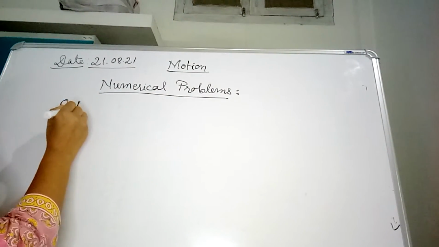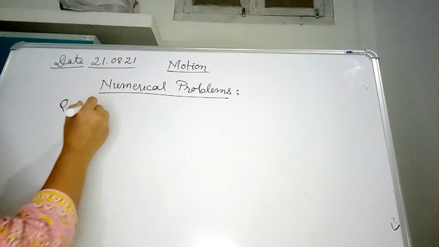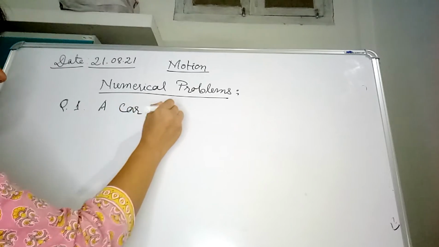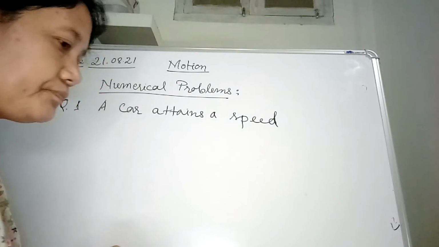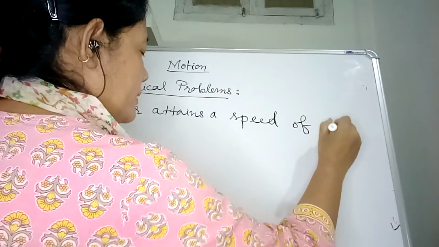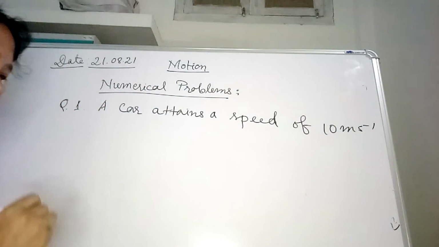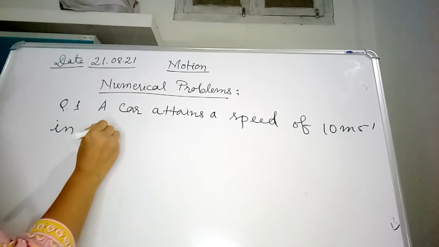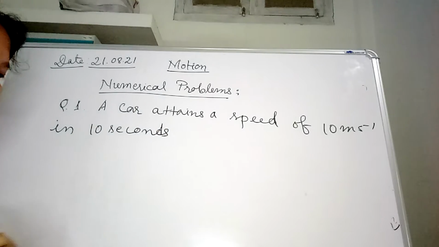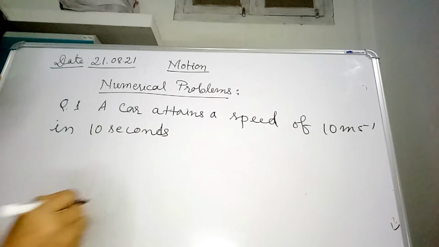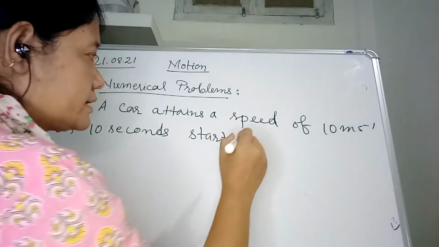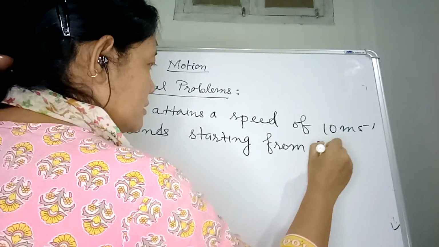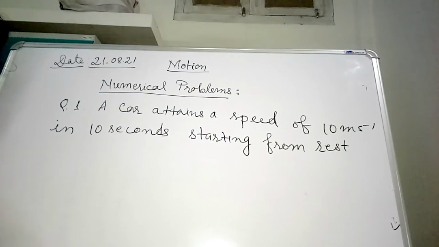Question. Write down, a car attains a speed of 10 meters per second in 10 seconds, starting from rest. Calculate the acceleration of the car.